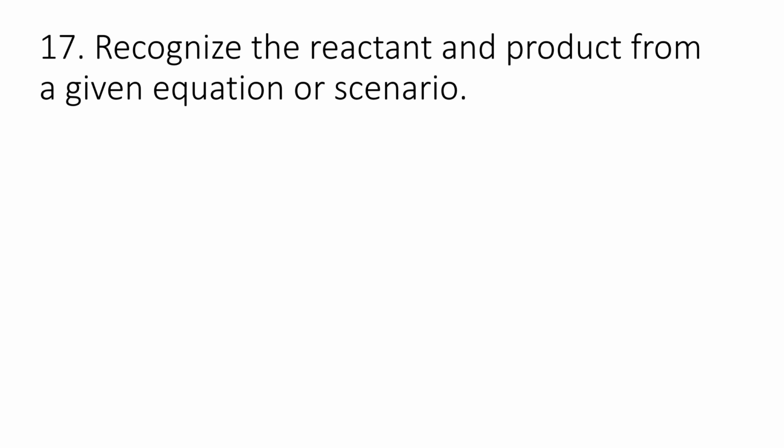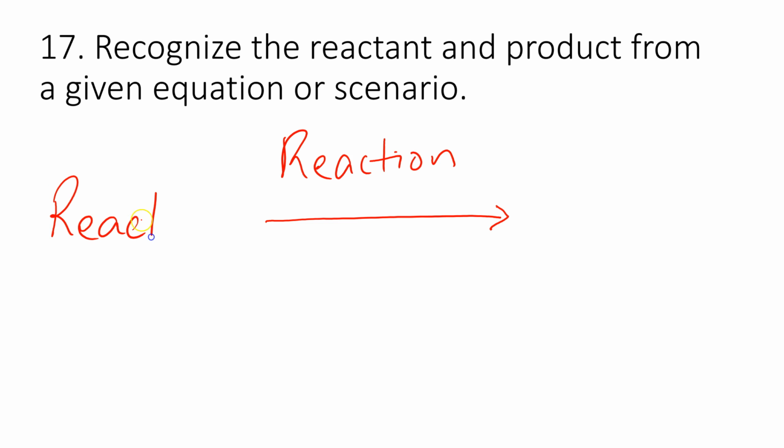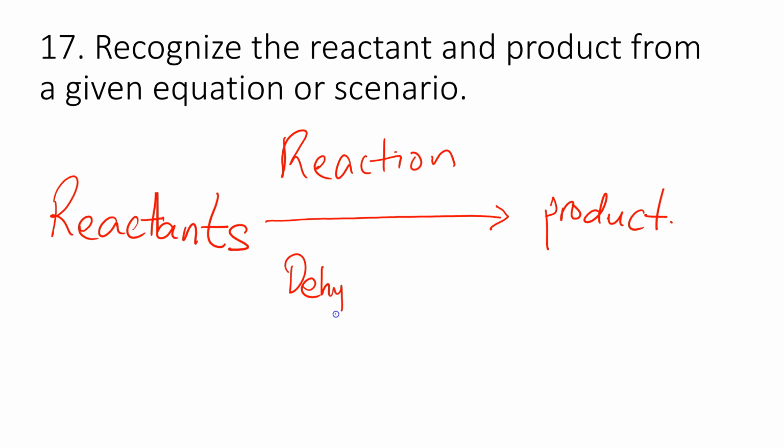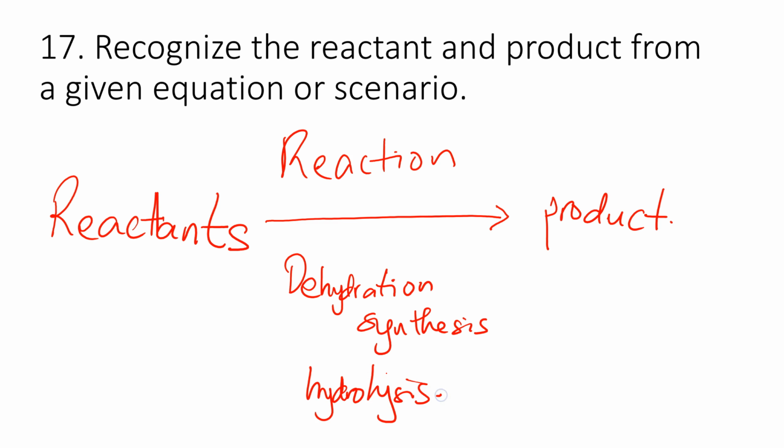Recognize the reactant and product from an equation or scenario. So basically, when you have a reaction, you take in something and you make something, right? The thing that you take in to go through some sort of reaction is what we call reactants, and the thing that you make after the reaction is what we call a product. For example, you learn two different types of reaction. One is dehydration synthesis and one is hydrolysis. So dehydration synthesis and hydrolysis are examples of reactions. So reactants are things that we take in to make a product.